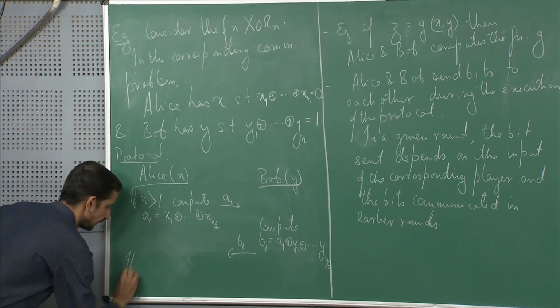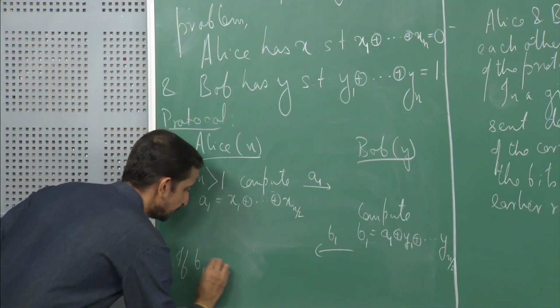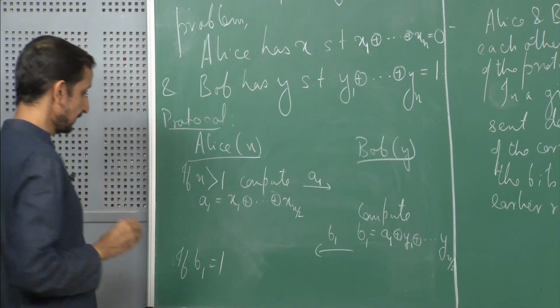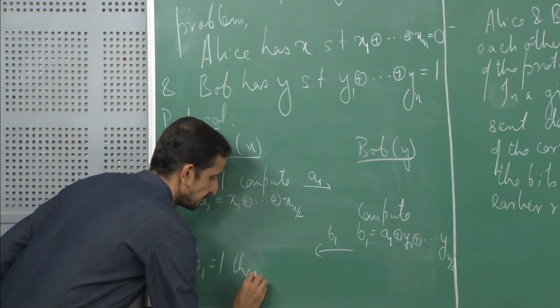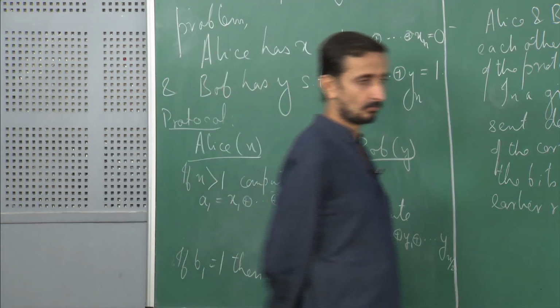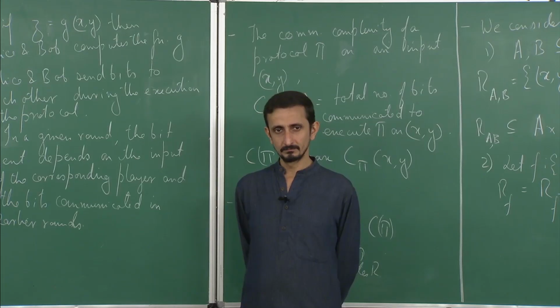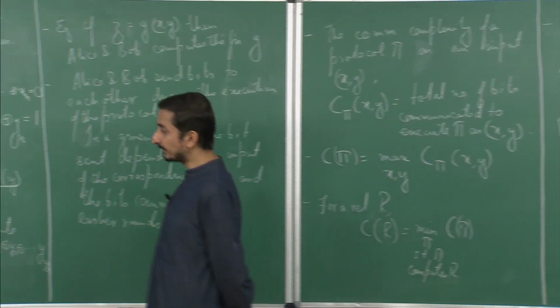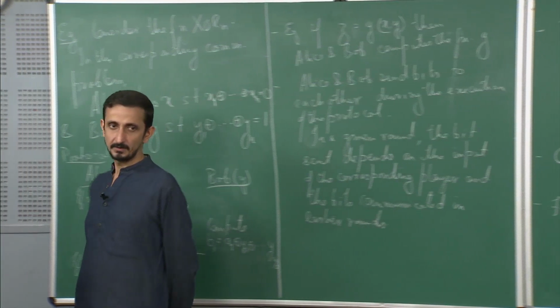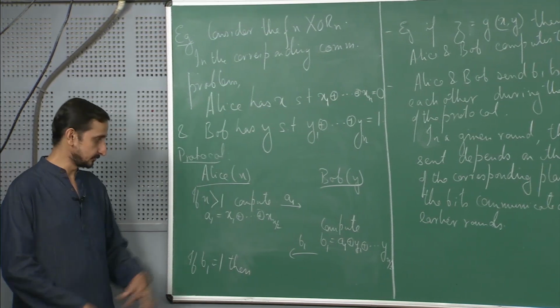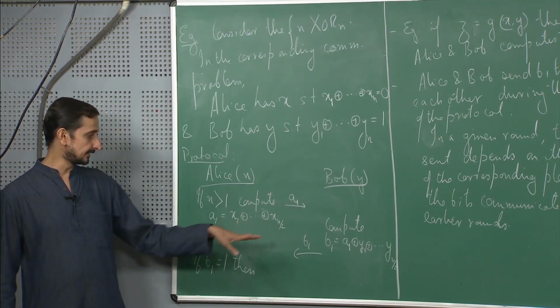If B1 equals 1, then what should we do? What does it mean if B1 equals 1? Then they should recurse on the first half, right? You can actually check the case. Let's just look at one case, the other case is similar.